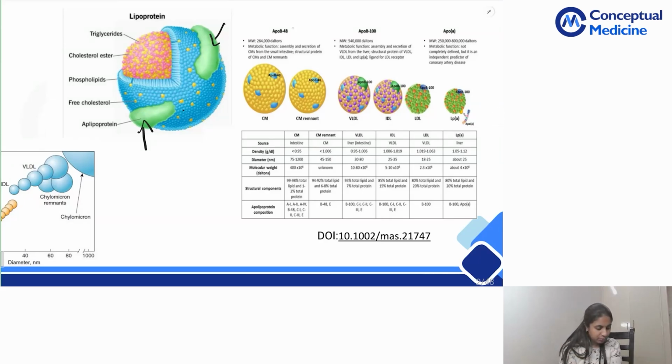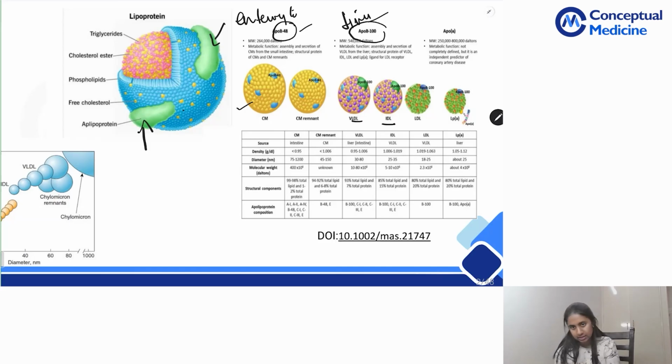So if it is B48, most likely this is going to be chylomicron. Usually the chylomicron will have the B48 apoprotein, and if it is B100 apoprotein, the assembly and secretion will start from your liver. So B48 is produced by your enterocyte, whereas the B100 is produced by your liver. Clear? Usually the B100 lipoproteins would be VLDL, IDL, and LDL.